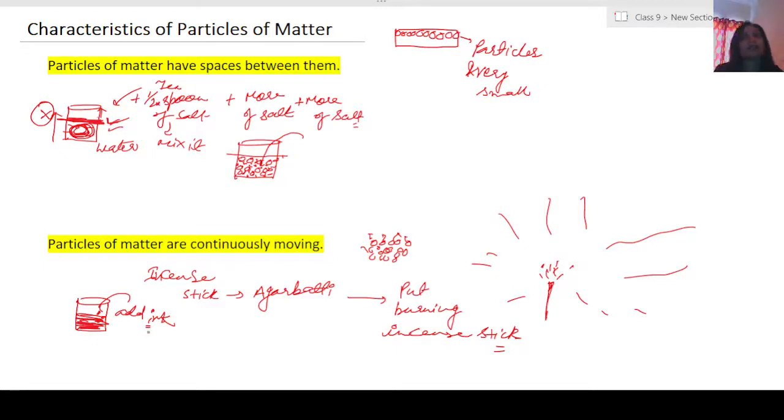That is why they got mixed by themselves inside the water. Not only the ink particles but also the particles of water are in motion. That is why they are able to mix together and change the color of the water. Okay, so these are the two characteristics. The particles of matter have spaces between them, that is, yes, the particles have space between them. And second, the particles of matter are continuously moving.